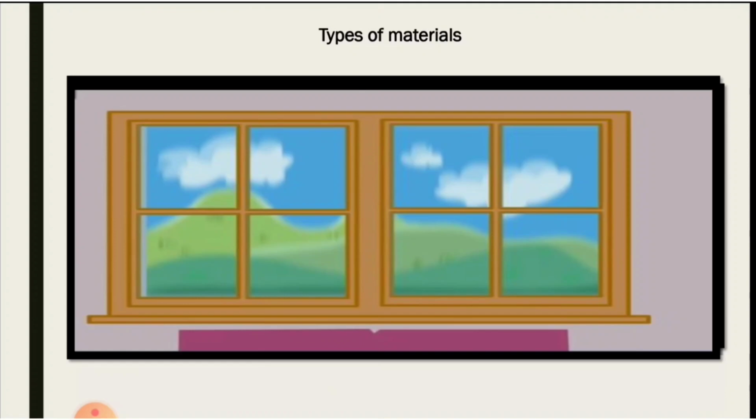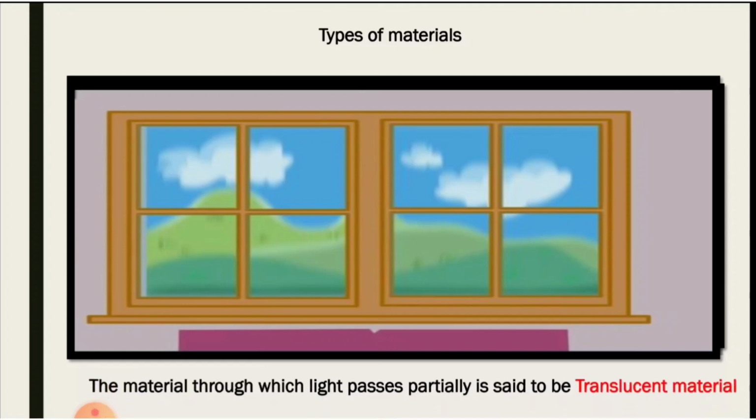So the material through which the light passes partially is said to be translucent material. So now we have studied the different types of materials of window pane. One was transparent, opaque and translucent material. So from this we come to know which material is transparent, opaque and translucent.